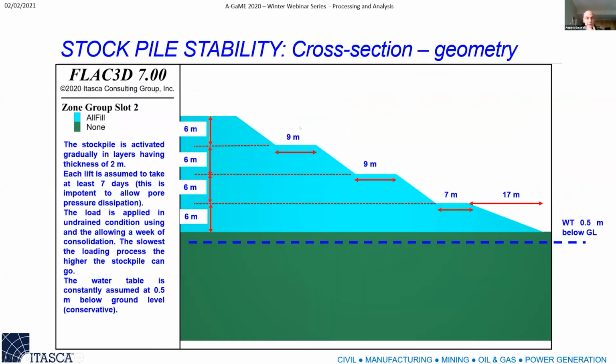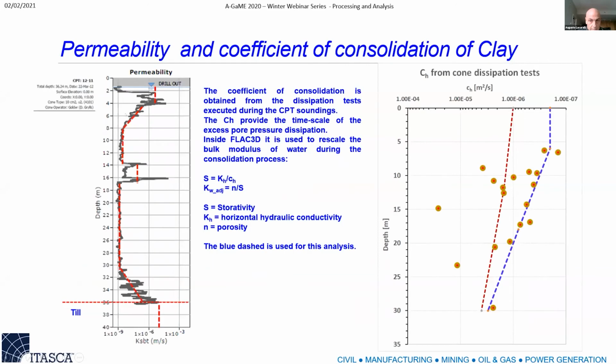Now, finally, I think this is the last one. This is a big stockpile for a mining facility that was supposed to be built on top of a clay. This dark green is a clay that shows from the CPTs these two different profiles in terms of CH. You see the one red line and a blue line. So one is faster, one is slower.